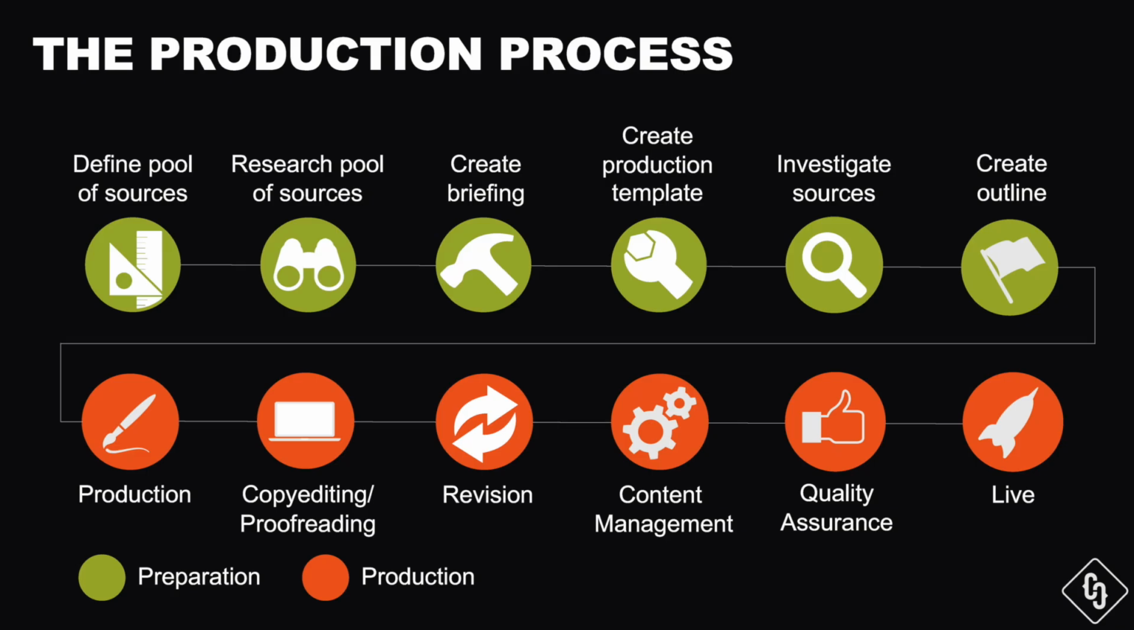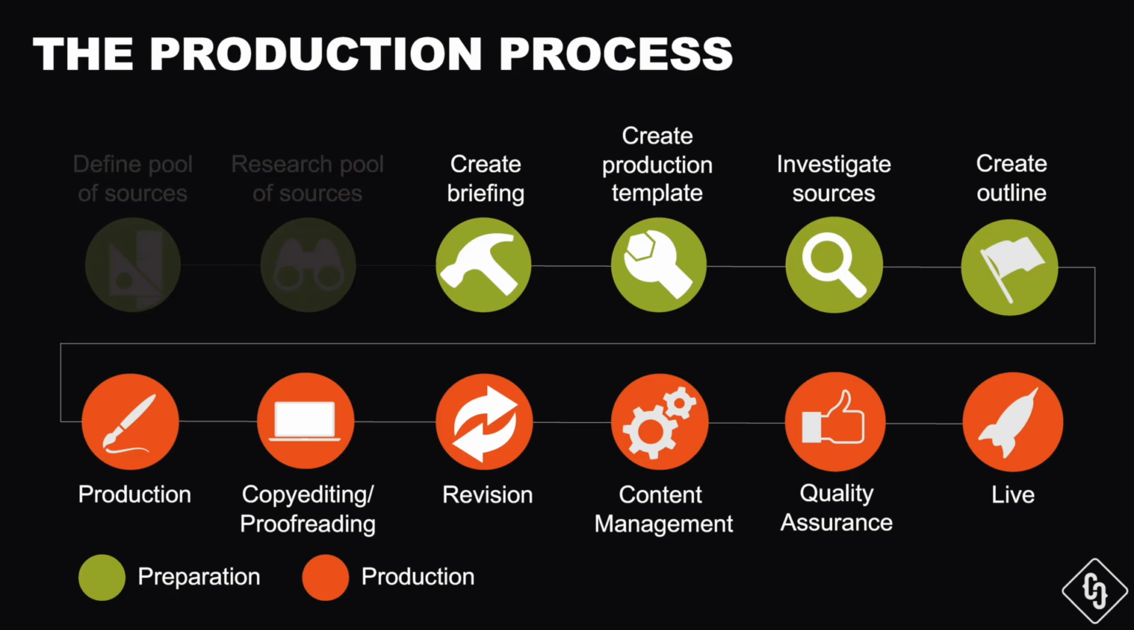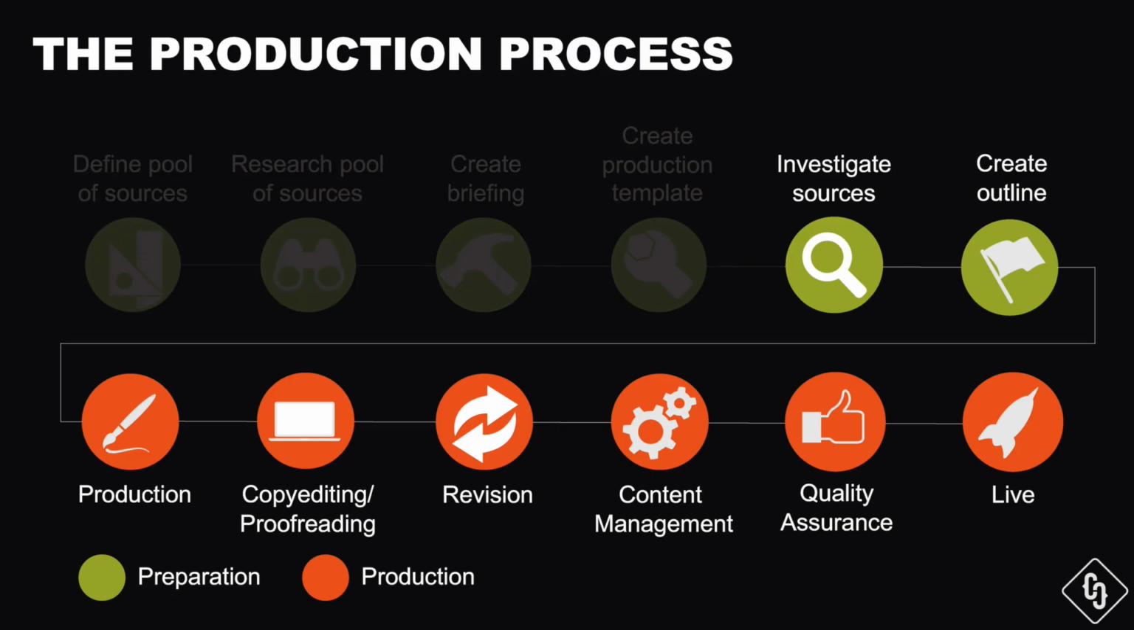Once again, we return to the pearl necklace of the production process. Up to now, we have identified the pool of sources, researched these sources, and created the briefing and the production template. In so doing, we have completed the part of the preparatory process that only needs to be done once or at very long intervals. The following tasks are performed regularly in shorter intervals, depending on the frequency of publication. Depending on publication frequency, we investigate the topics in our source pool on a daily, weekly, or monthly basis, looking for new content to be used in our content formats.